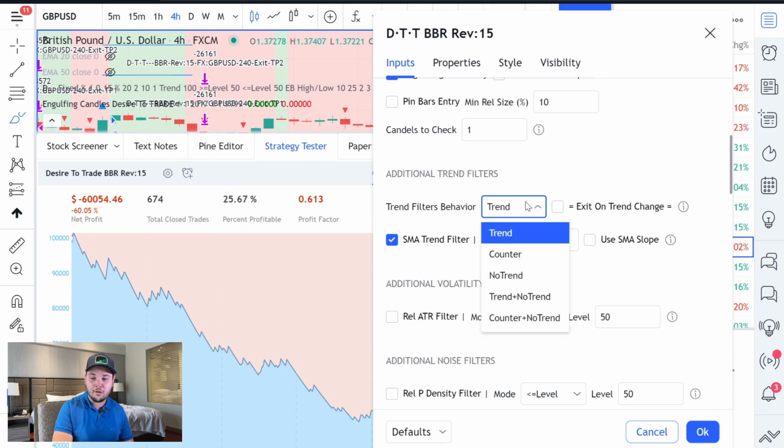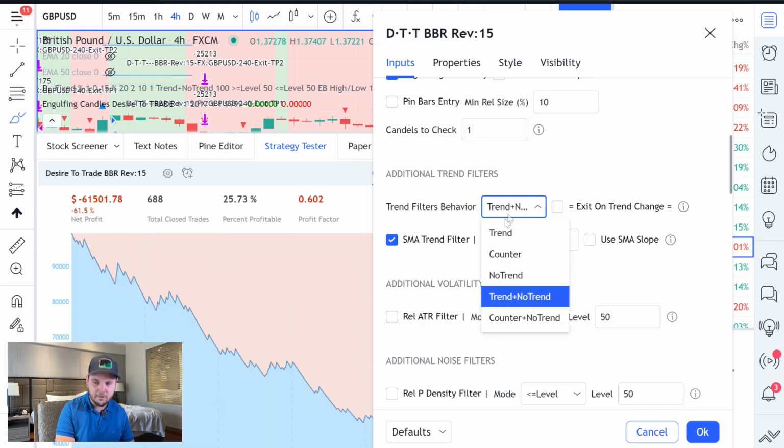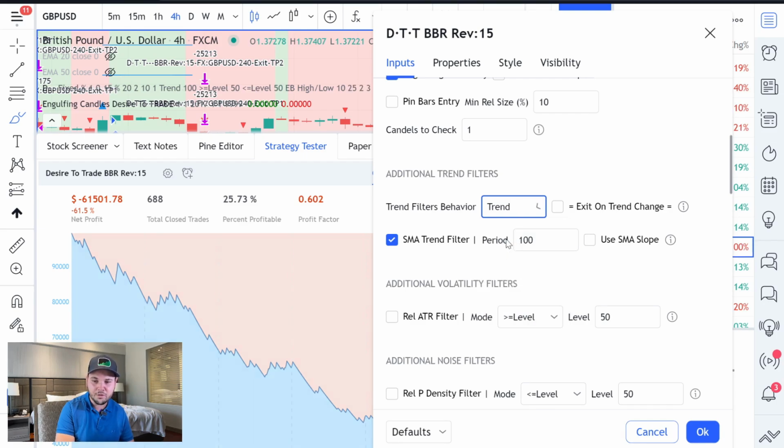What if we are trading counter trends with these engulfing candles? Pretty much the same, so not a big difference here. And what if we do, let's say, trend and no trend? So we trade when it's with the trend or when there's no trend in the market. Okay, so it seems like being with the trend is better. Okay, 25.6, it's pretty good.